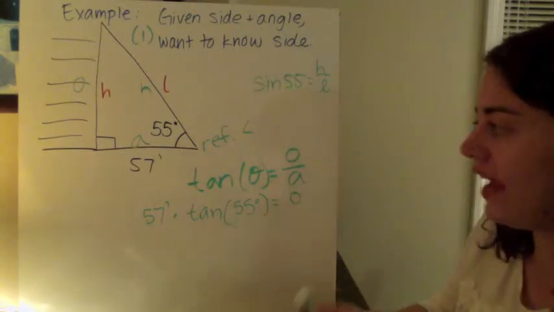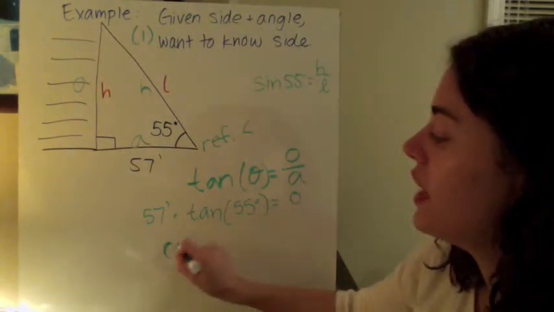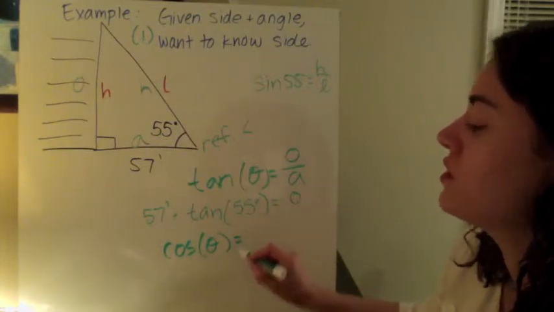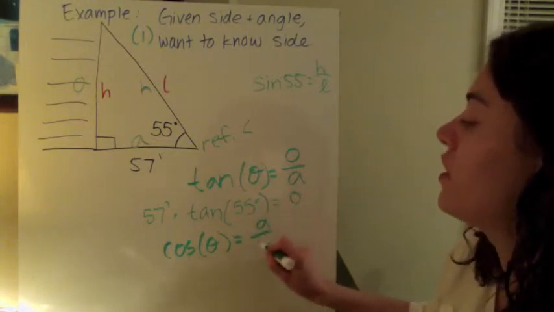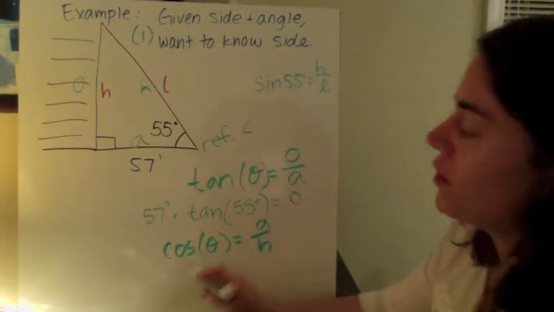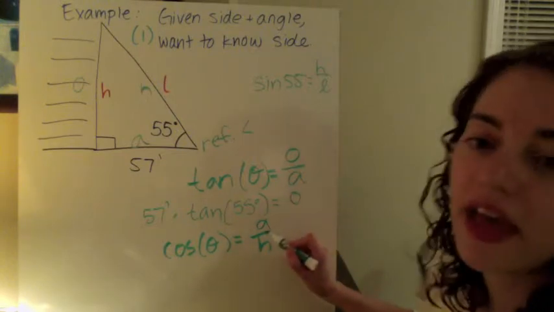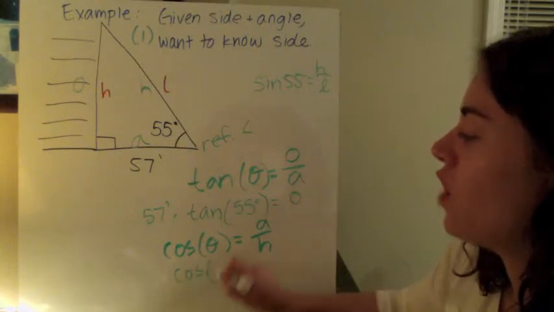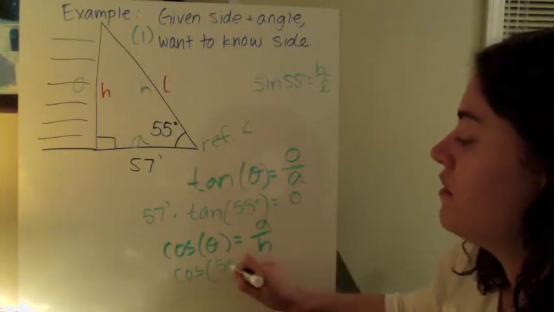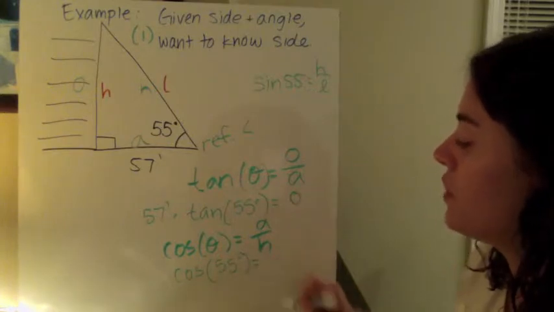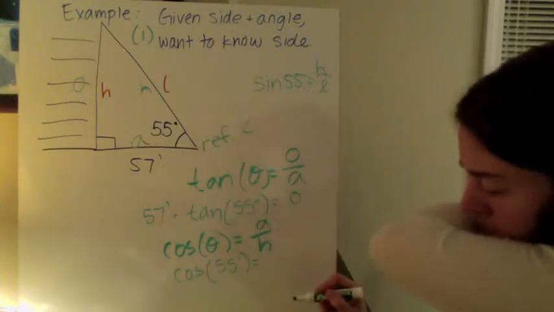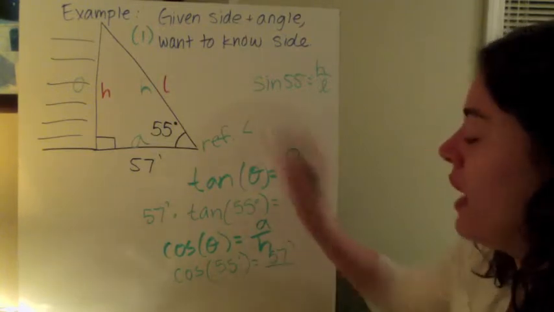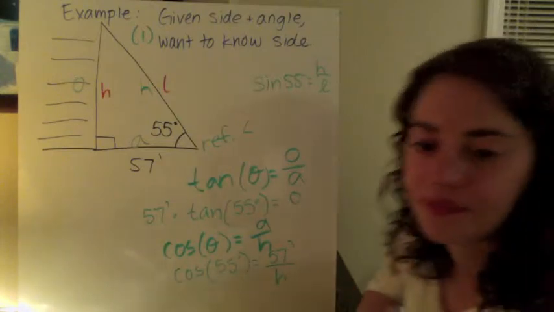SOH CAH TOA, C-A-H. Okay, so we have cosine of theta is equal to our adjacent leg over the hypotenuse. Cosine of theta, let's put in some numbers. Cosine, our reference angle theta is still the same, 55 degrees, is equal to our adjacent leg, 57 feet, divided by H, which is our hypotenuse.